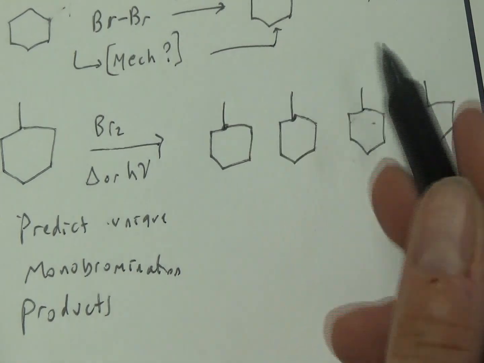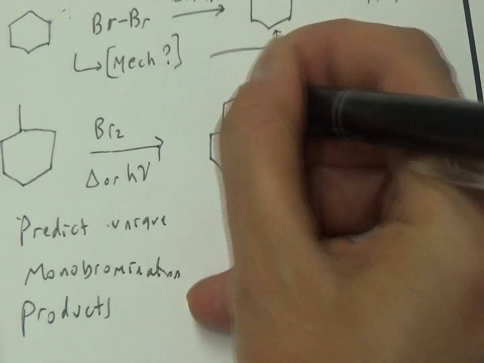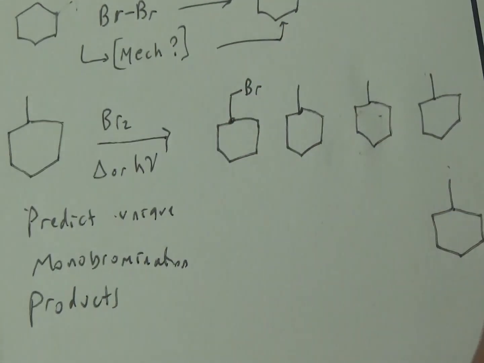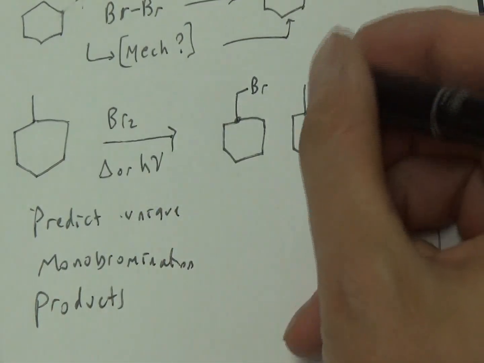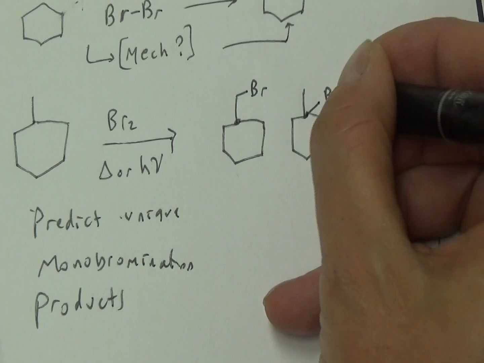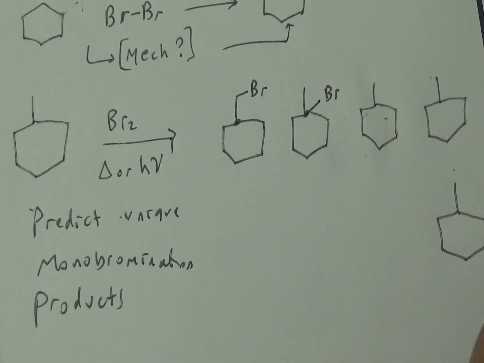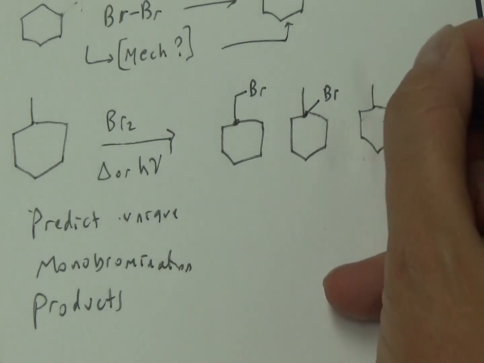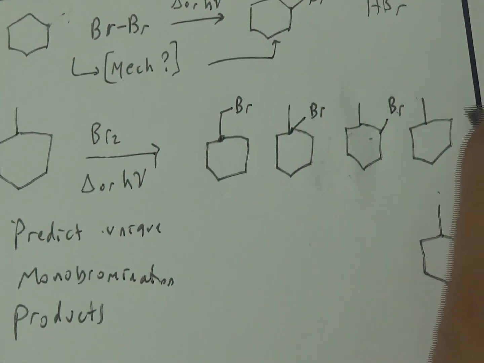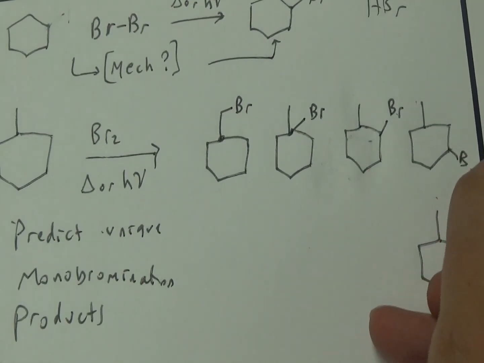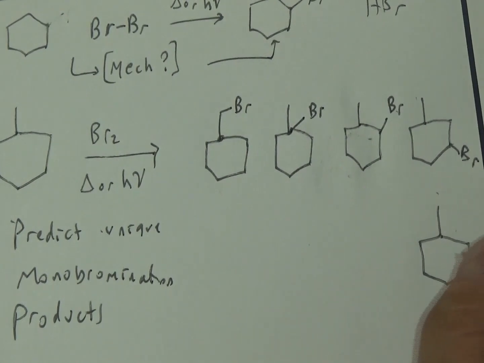One could be up top. The next could be either on the left or right, or sorry, in the central carbon. Next is the central carbon, the tertiary position. Next I'll maybe put it here, and then next it'll be down here, and then next it'll be down here.